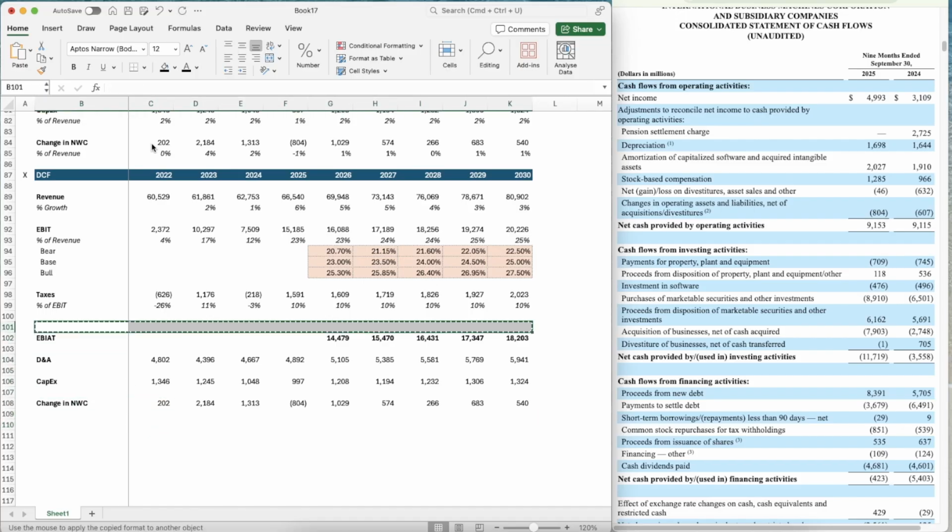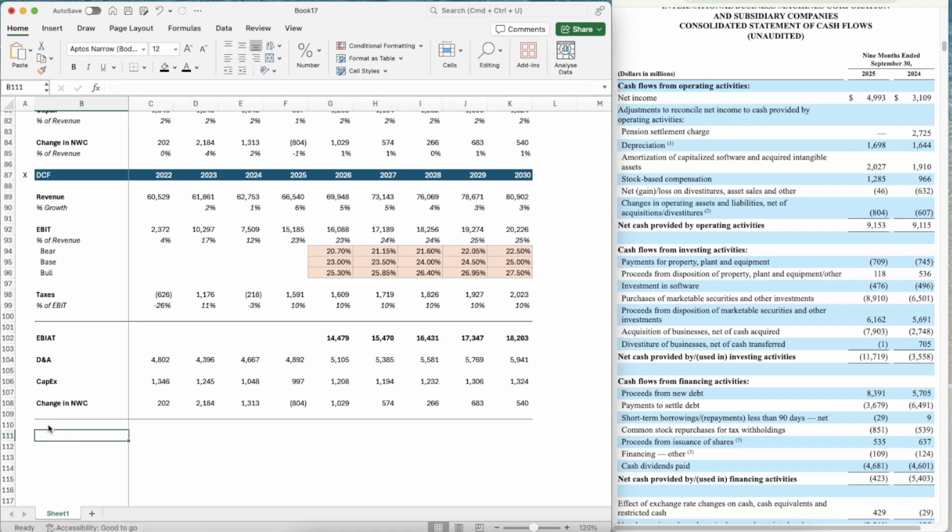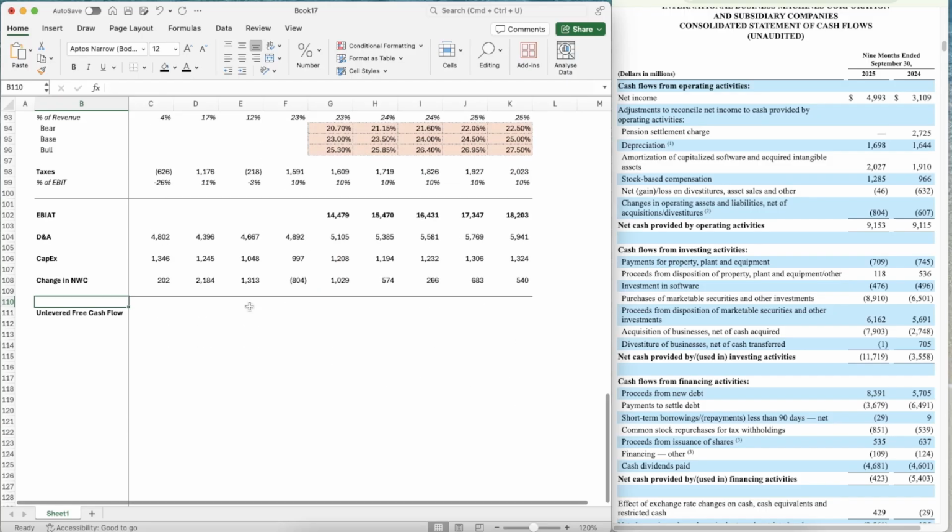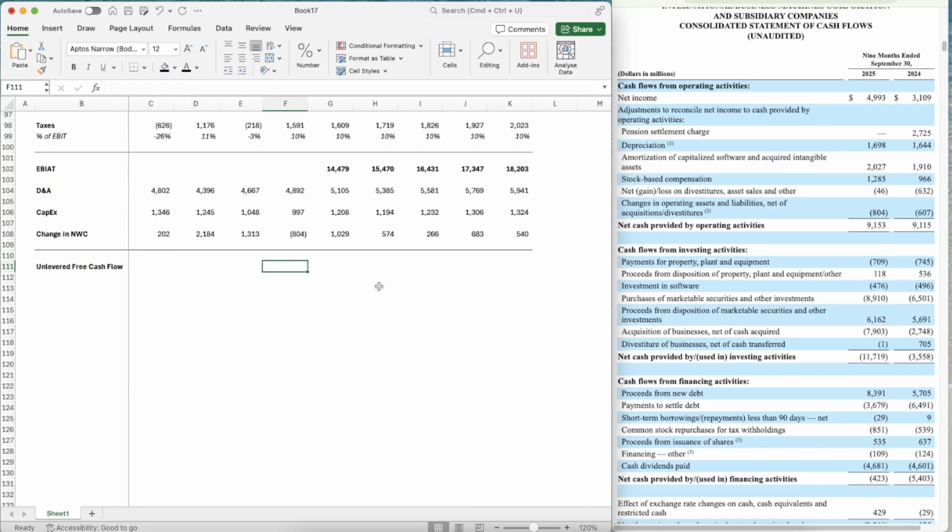Copy this. There. Okay. Unlevered free cash flow. Now, the unlevered free cash flow formula is you take your EBIT, you add back in depreciation and amortization because it's a non-cash expense. You then subtract capex, and you subtract change in net working capital.